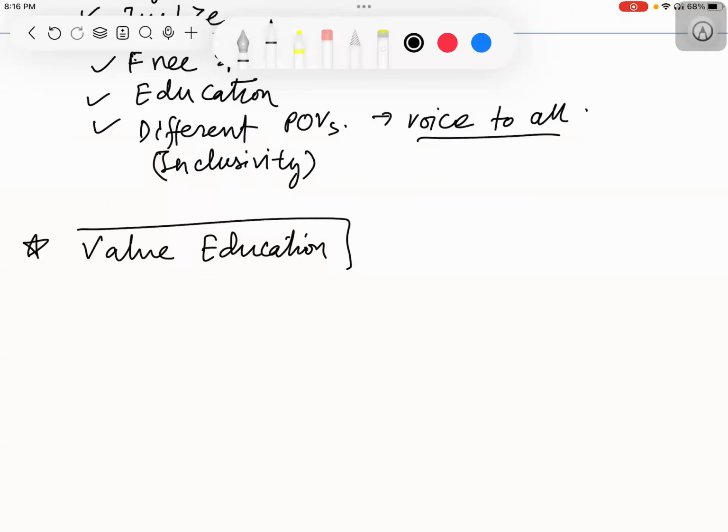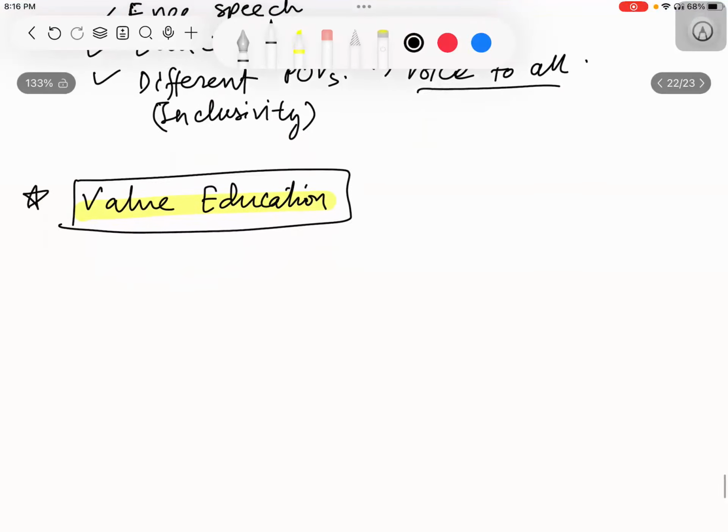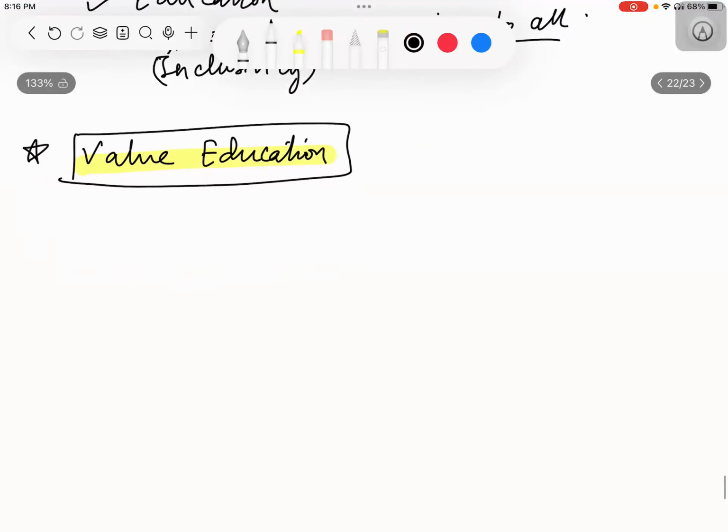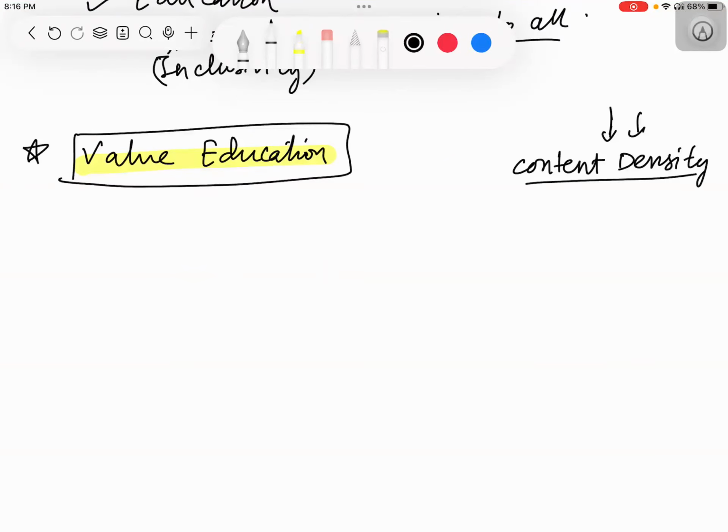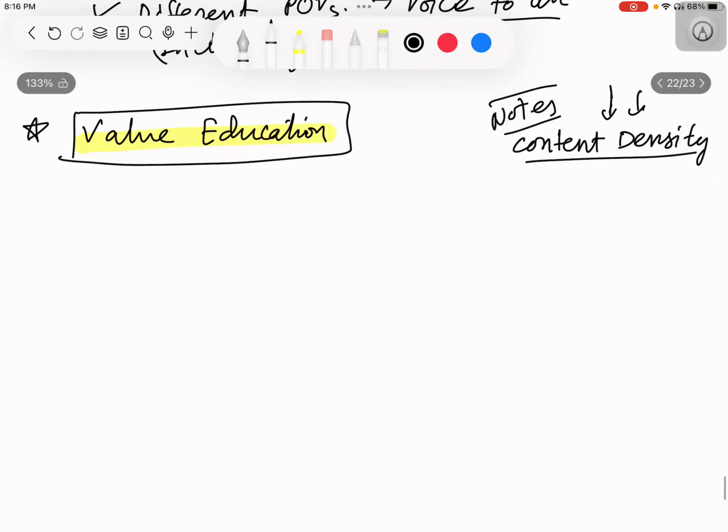So finally we will go towards value education. These are things that are not in any usual standard textbook, some extra things we are studying. I told you one thing, in terms of content density, usually even in textbooks there is no such content density relative to what we are learning here. So our notes are very, very content dense. In fact, not a single line in the notes is irrelevant, not a single line has been wasted, right? So we should make maximum use of our notes, right?